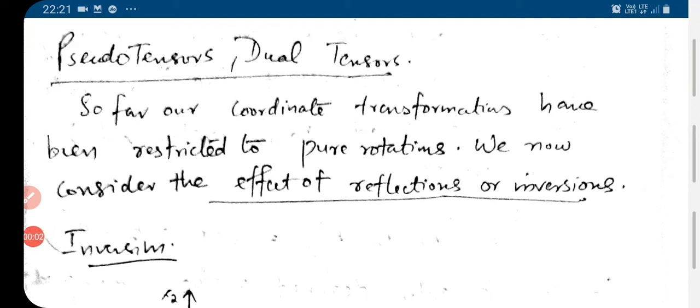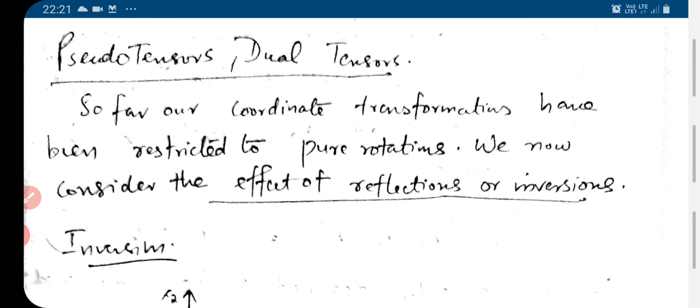Now we consider pseudo tensors and then dual tensors. For that we consider the coordinate transformations where we have the reflections or inversions. Okay, we have been considering rotations as the coordinate transformation. The rotations are not the only kind of coordinate transformation that we see.